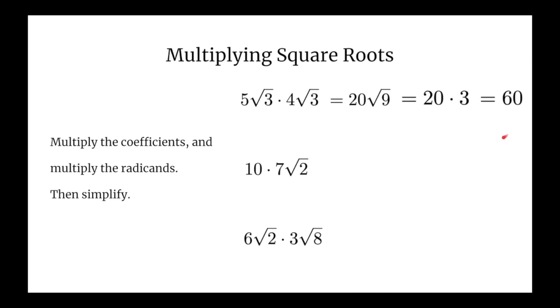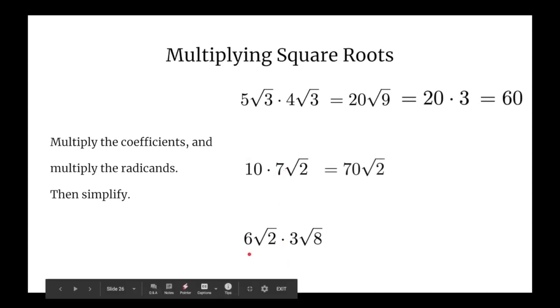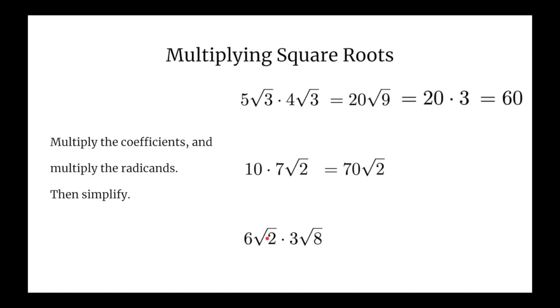In our next example, we have 10 multiplied by 7 root 2. Well, we're just going to multiply 10 and 7 to get 70 root 2. And then finally, here we have 6 root 2 multiplied by 3 root 8. And this is equivalent to 6 multiplied by 3 multiplied by root 2 multiplied by root 8. So that gives us 18 root 16. And the square root of 16 is 4. 18 multiplied by 4 is 72.